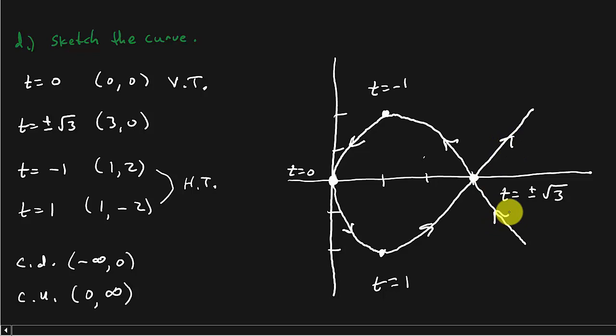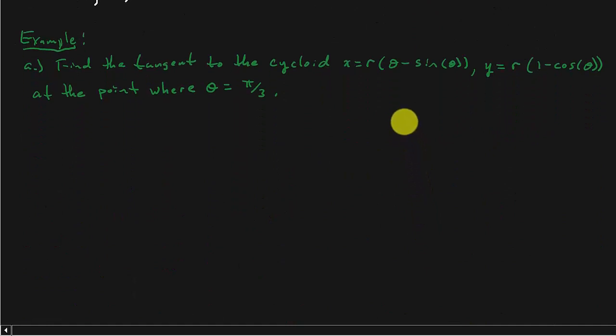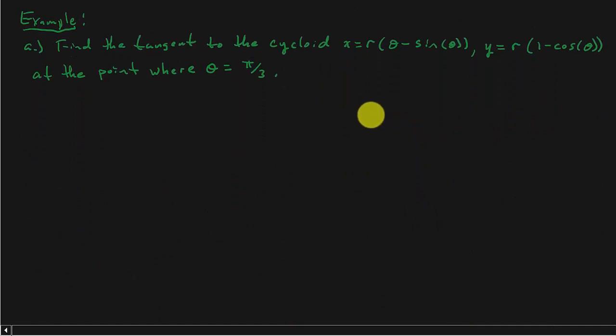All right. So yeah, that was a pretty long example there, but hopefully it all made sense. All right, let's do some more. We got another example here. It says, find the tangent to the cycloid x equals r times (theta minus sine theta), y equals r times (1 minus cosine theta), at the point where theta equals pi over 3.